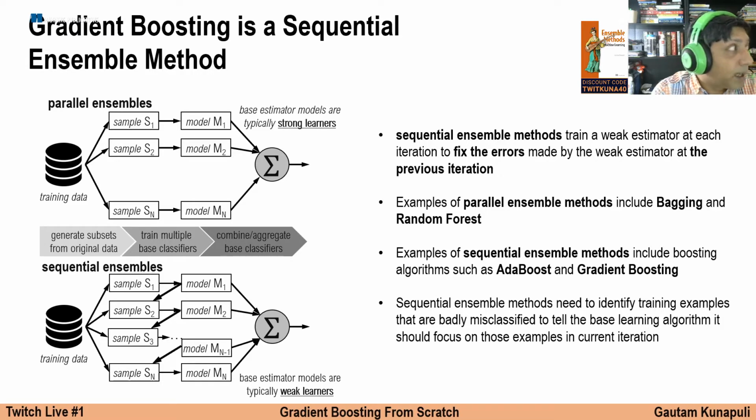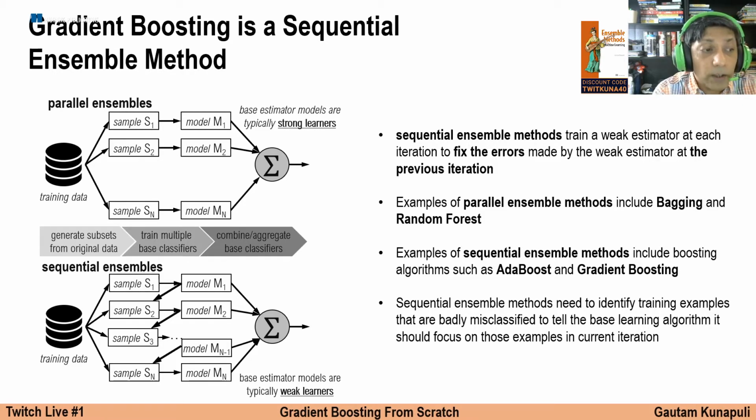And commonly, there are two types of machine learning ensembles. One of them is known as parallel ensembles, where several models are trained in parallel and their predictions are aggregated together to give a final prediction. And in typical cases of parallel ensembles, the base models, which make up the ensemble, are typically strong learners.